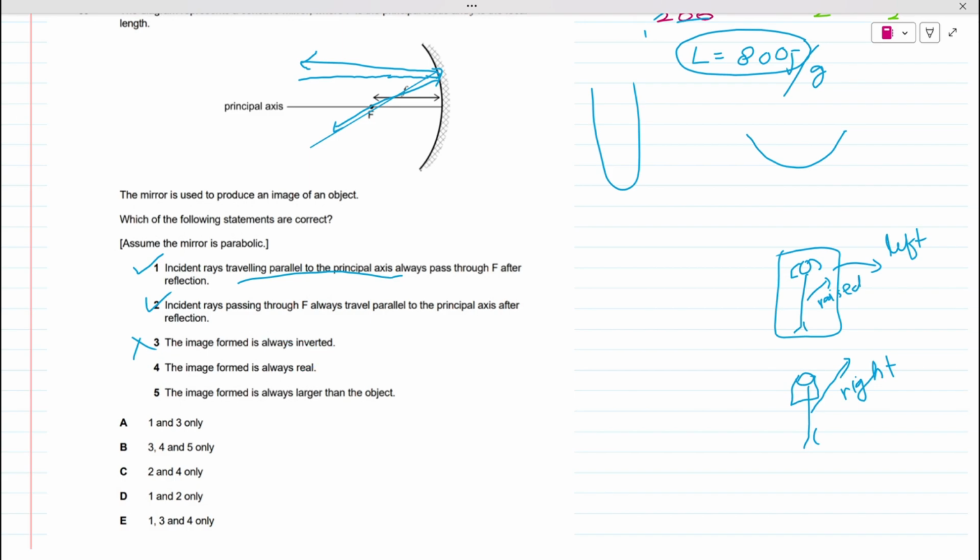The image formed is always real? Of course not. I just told you that would be imaginary, that would be virtual. The image formed is always larger. That would not be imaginary, but that would be upright, right? So I just mixed all the words. So a virtual image would be formed, right? Which is upright.